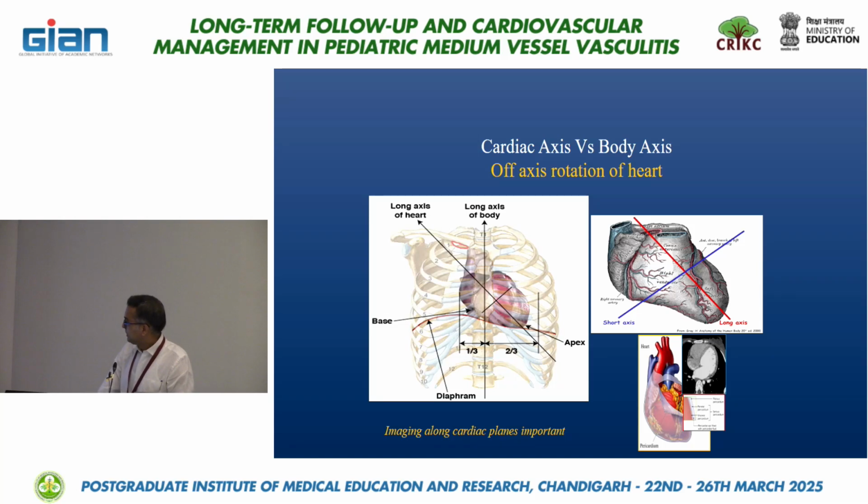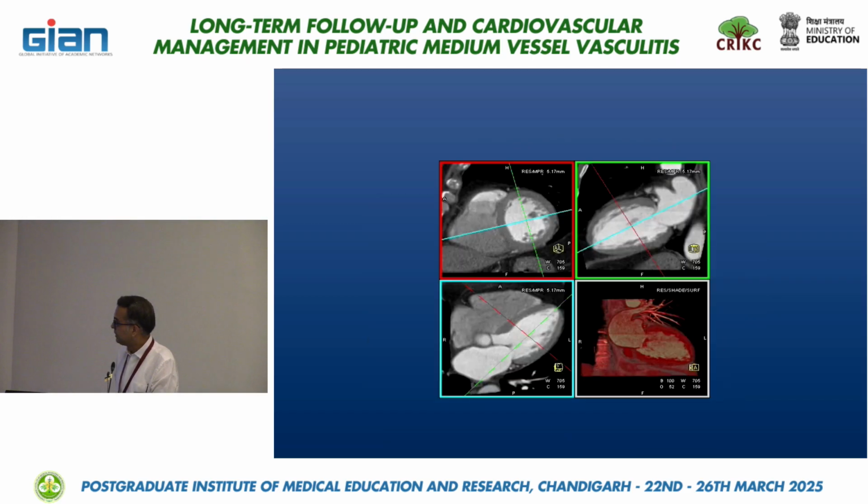We already know the heart is a pyramidal shaped structure. The pericardium, and with a good amount of epicardial fat where the coronaries are wrapped around and course predominantly epicardially, with some variations. And as it is, there is off-axis rotation of the heart, so it is not in the proper body plane, and we require imaging in planes as you see on echo.